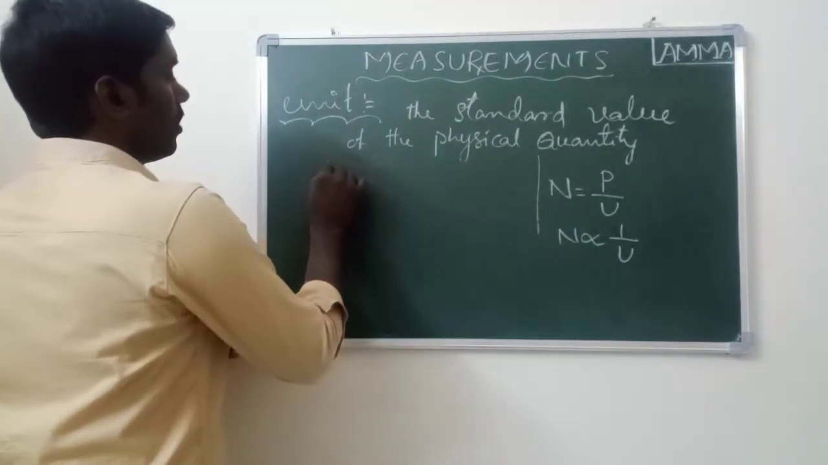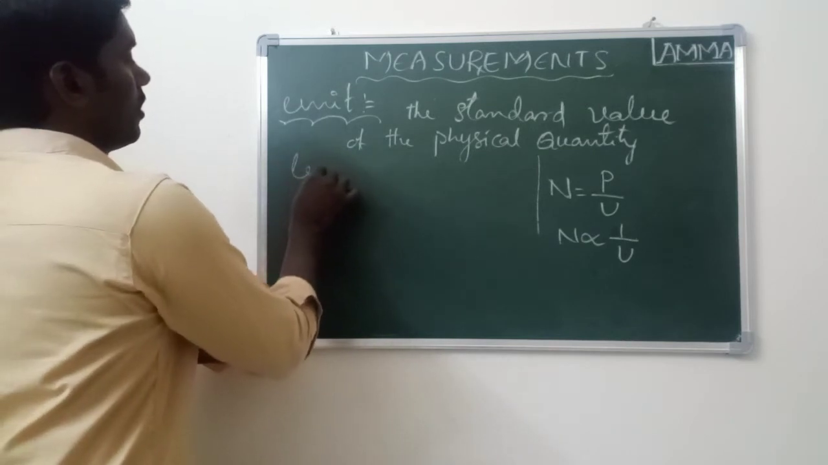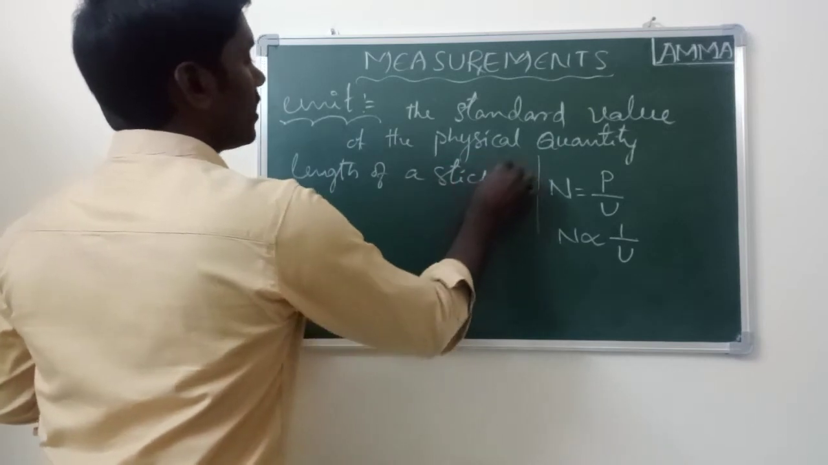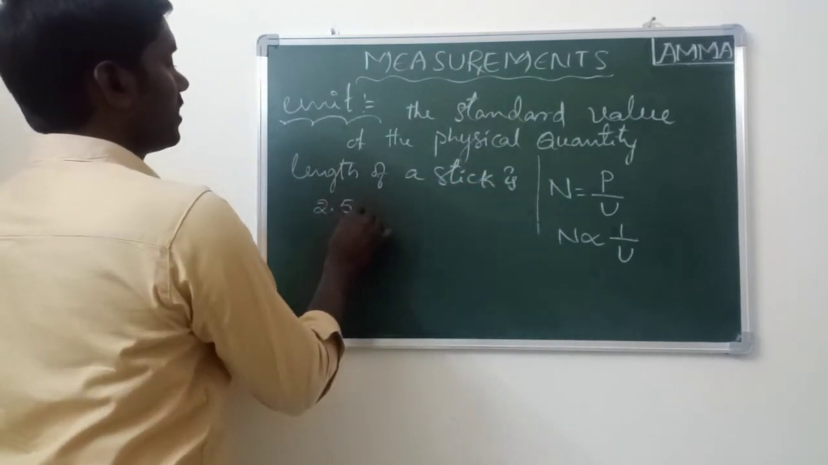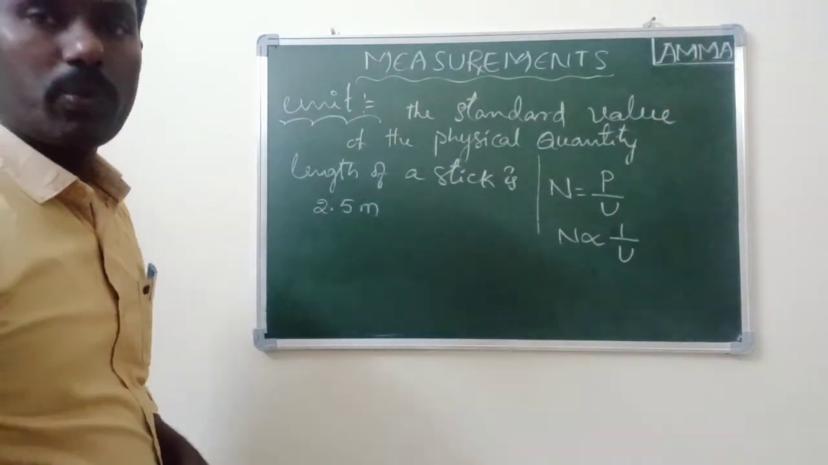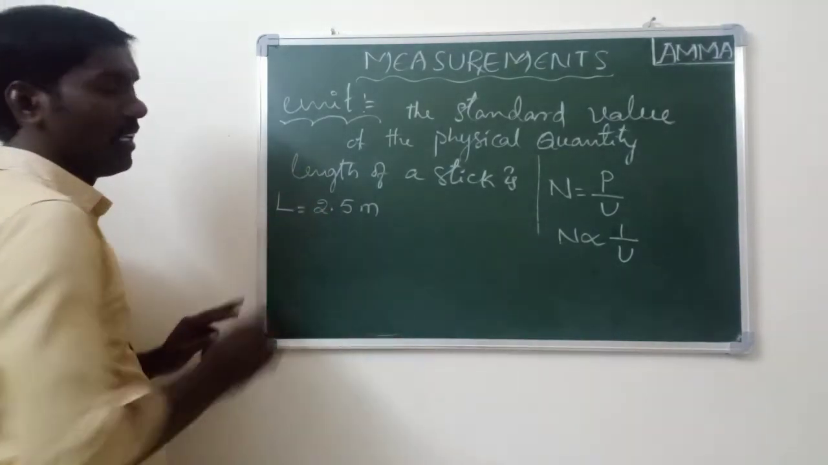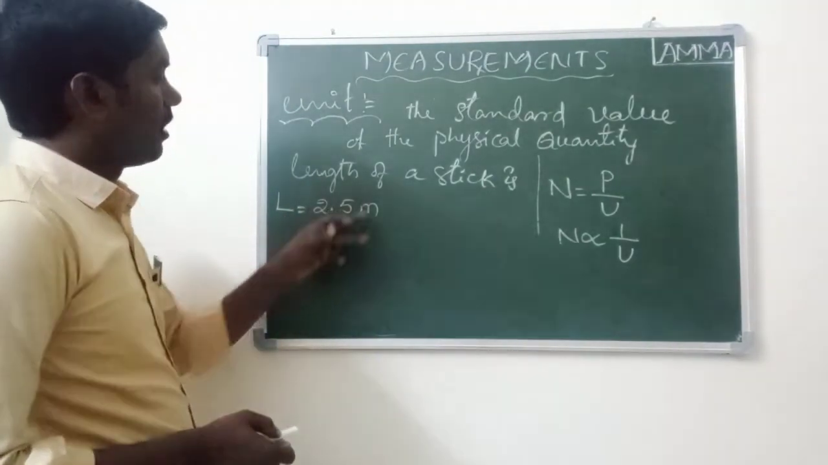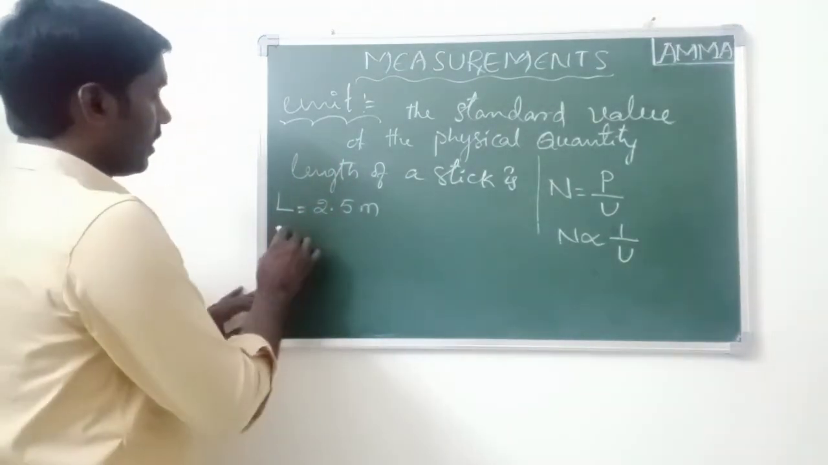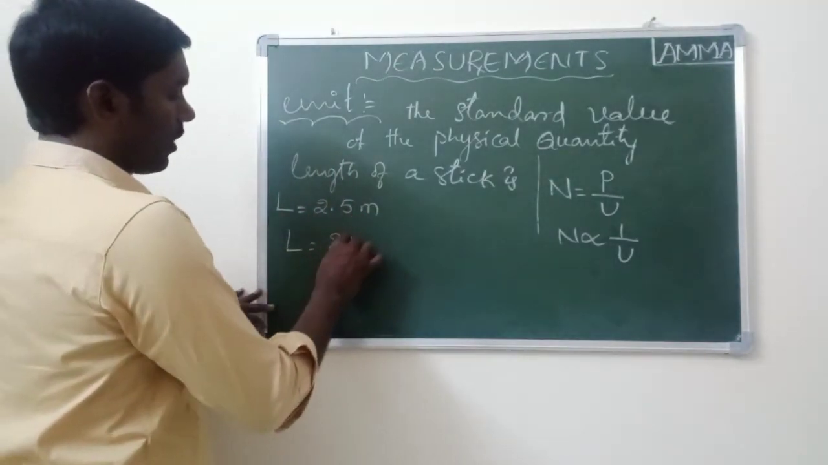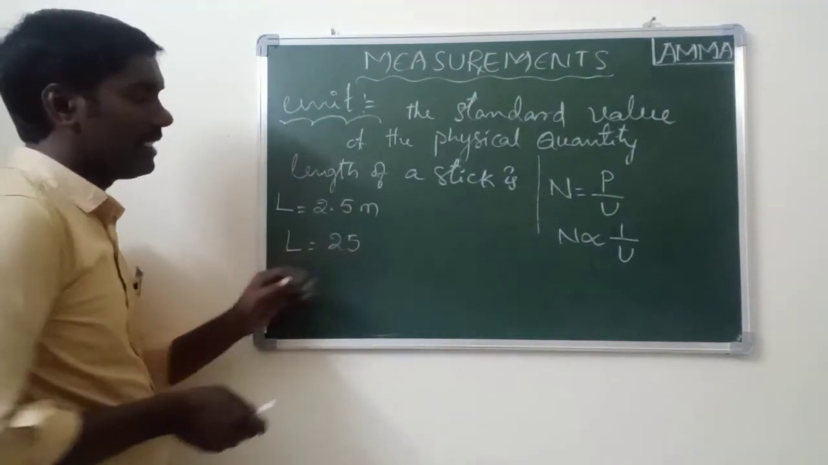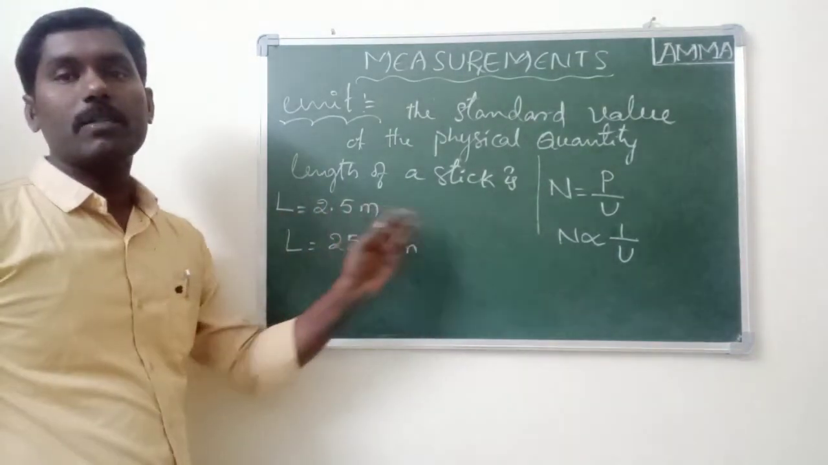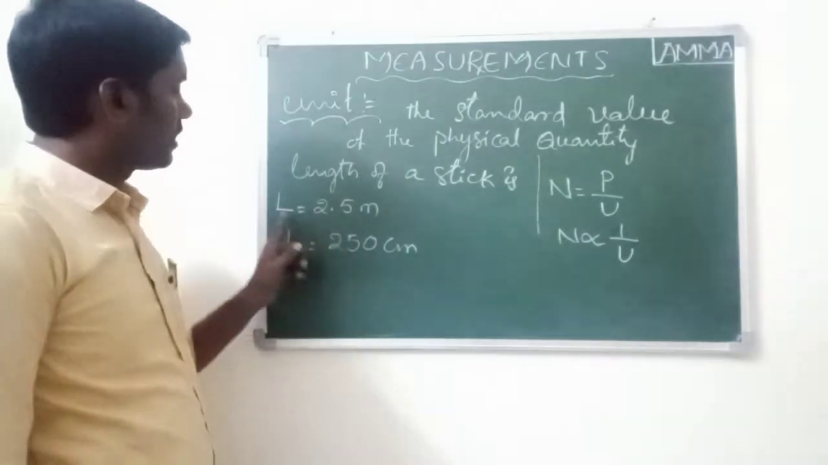Suppose the length of a stick is 2.5 meters. What is the physical quantity here, students? Length. The length of the stick is 2.5 meters, and that is in the MKS system. What about this value in the CGS system? It is 250 centimeters, multiplied by 100. So L = 250 centimeters, and L = 2.5 meters.